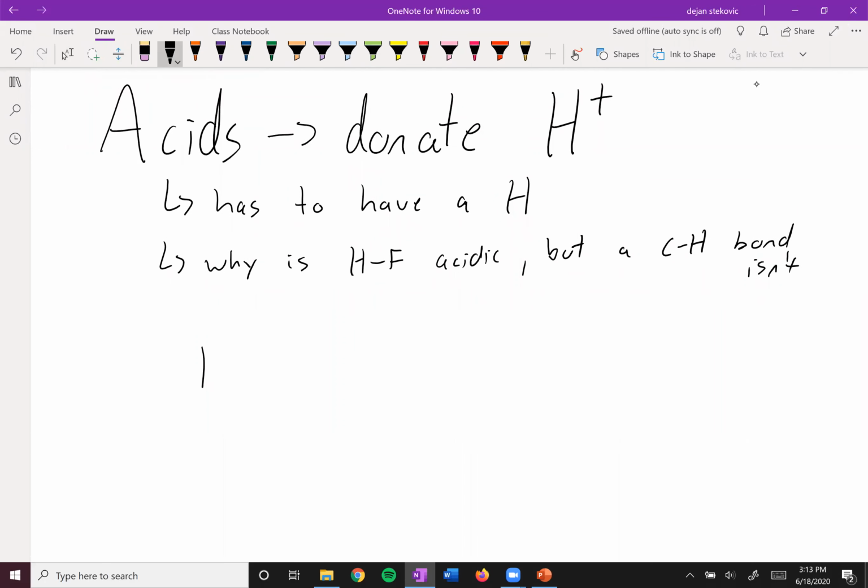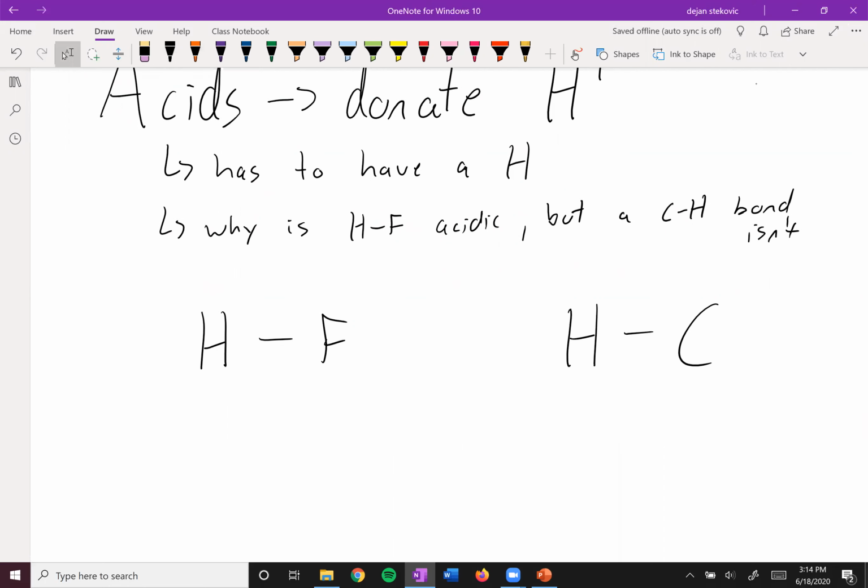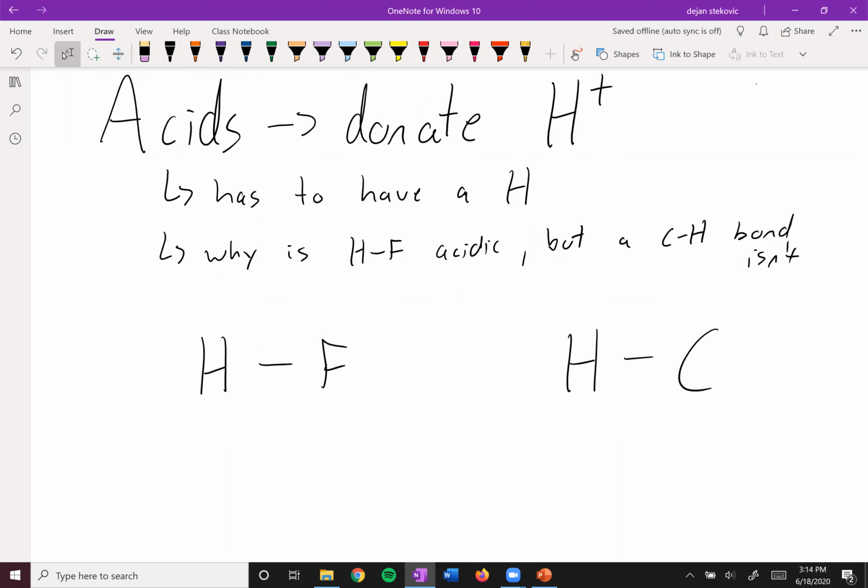And so let's draw an H and then an F, and then an H and then a C. And remember, what's determining where the electron is spending its time is the electronegativity. So fluorine itself is a very electronegative element, and so we have a dipole here. And so the electrons are spending most of their time on fluorine and just a little bit of its time on this hydrogen. And so this bond is very polarized, and so it makes this bond right here very weak.